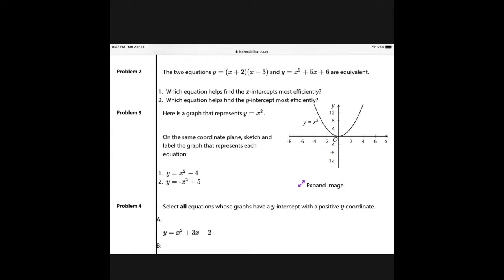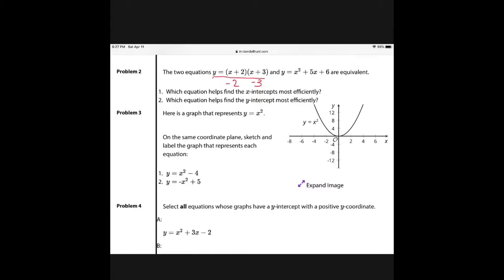Looking at number 2, the two equations, y equals x plus 2 and x plus 3, and y equals x squared plus 5x plus 6 are equivalent. Which one would help you find the x-intercepts? So the one written in factored form, which would be y equals x plus 2 and x plus 3, because factors in the expression allow us to see when the expression is 0. So for example, it would be -2 and -3.